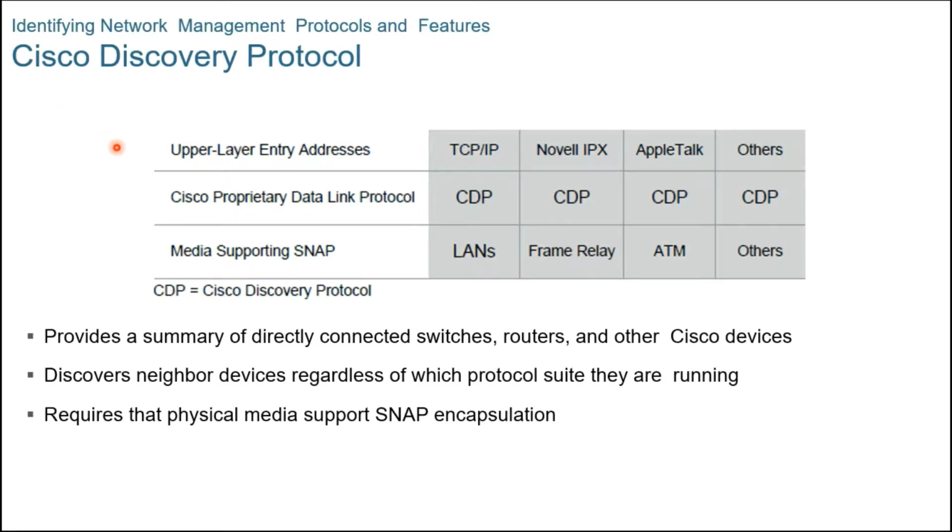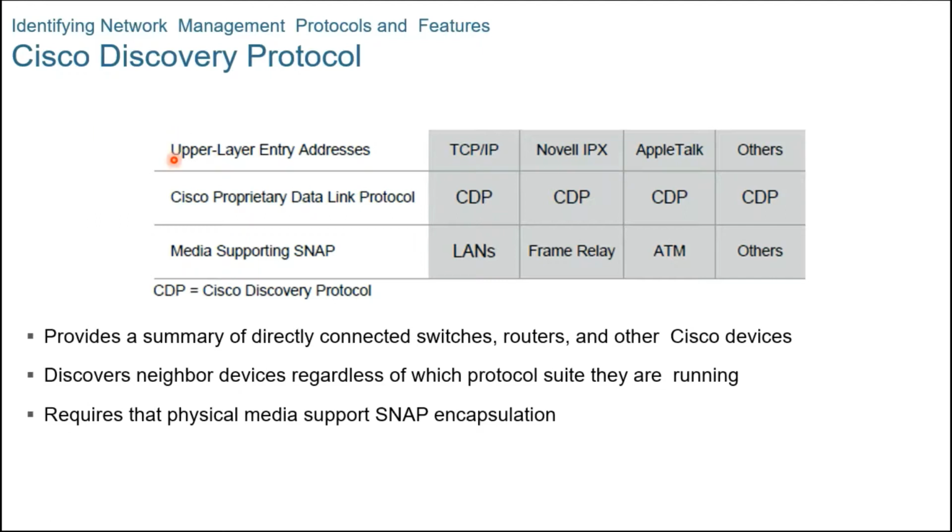So basically, CDP is a Cisco proprietary protocol that operates between Cisco devices at the data link layer. So CDP information is sent only between directly connected Cisco devices. A Cisco device never forwards a CDP frame. Now, CDP enables systems that support different network layer protocols to communicate and enables other Cisco devices on the network to be discovered.